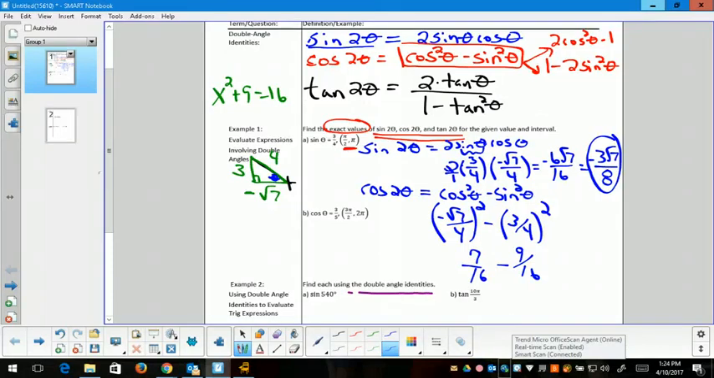So this becomes negative 2/16, which reduces to negative 1/8. Any questions on that?